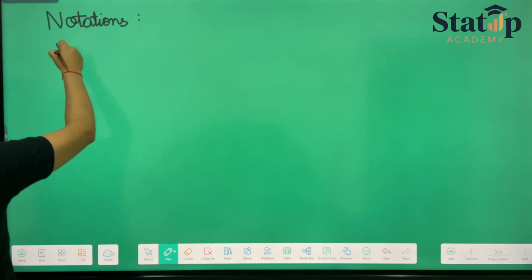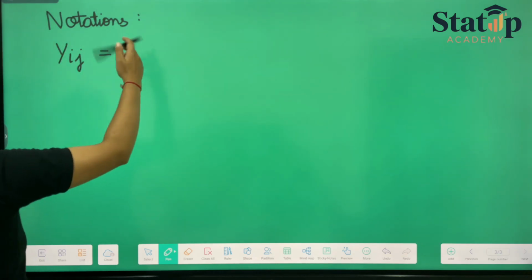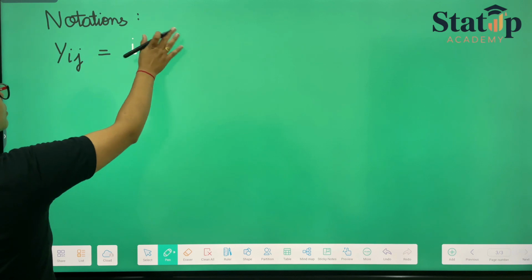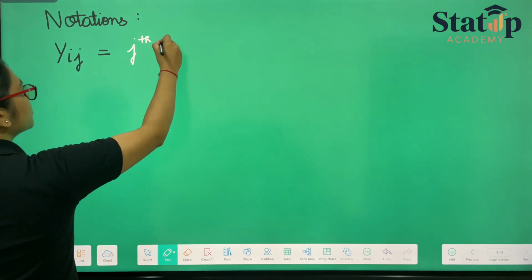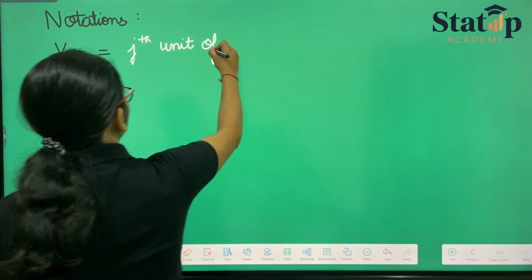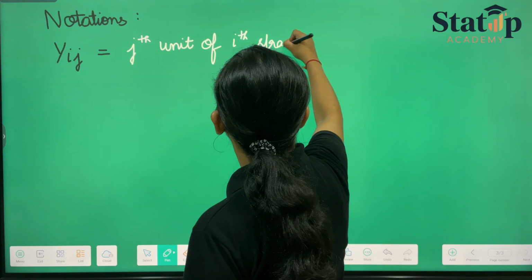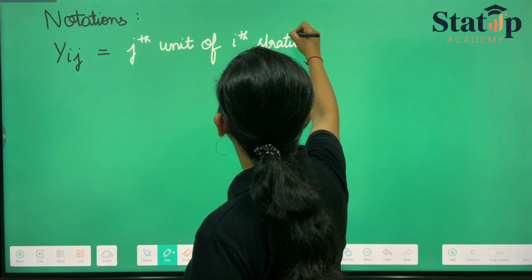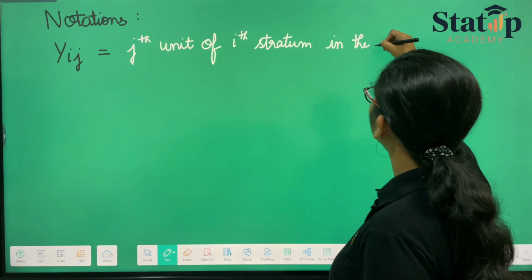Let us suppose Yij is equal to the jth unit of the ith stratum in the population.